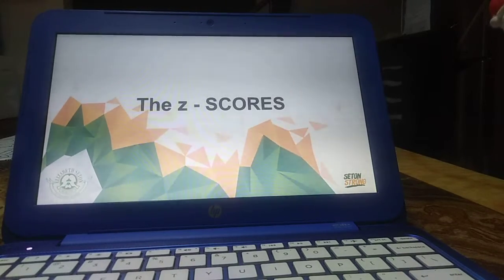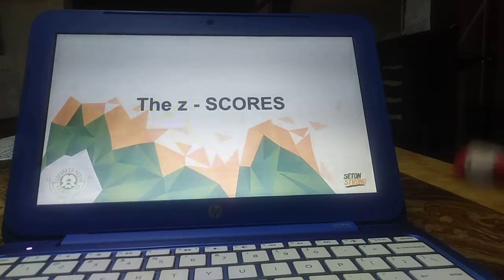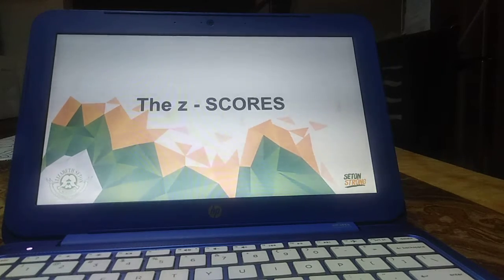Hello, good morning. Let us now continue with our discussion of z-scores. We earlier learned how to get the area if we are given the z-score itself using the z-table. This time, we will learn how to get the z-scores and apply them to problems.